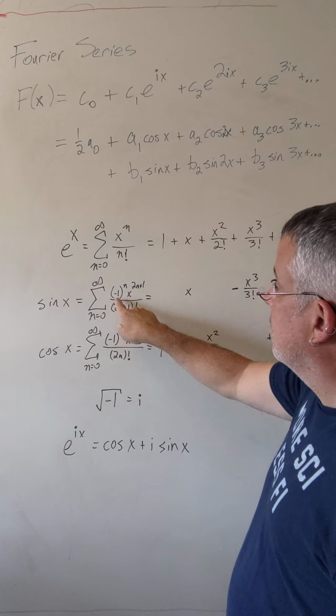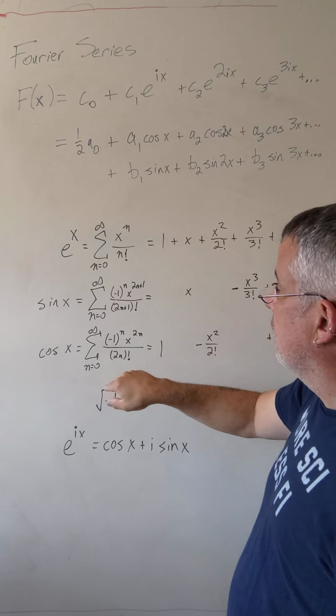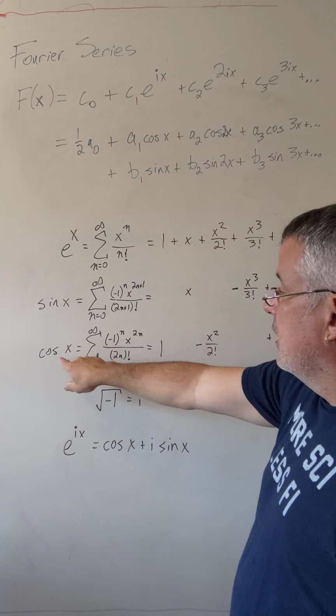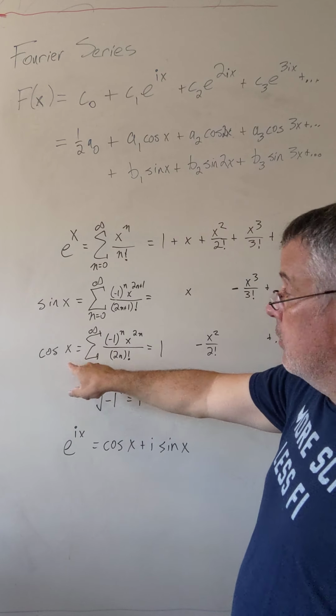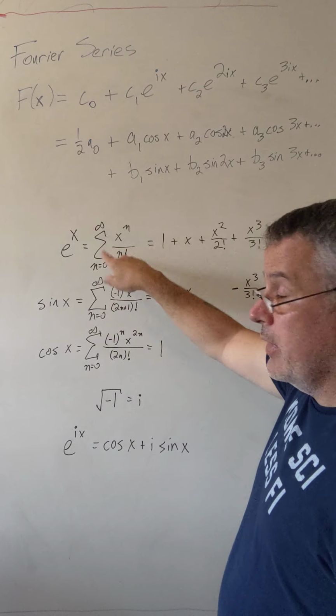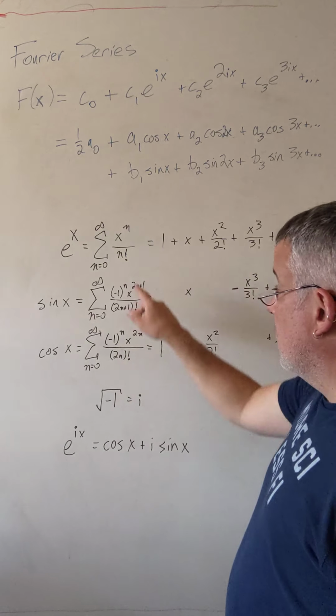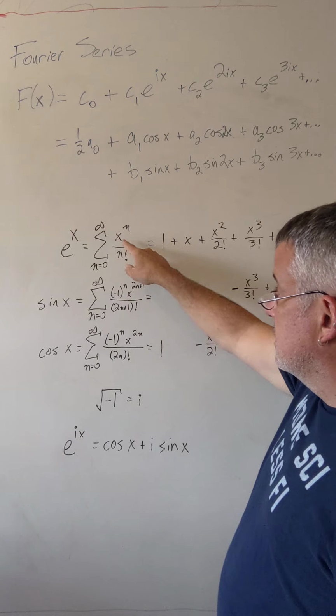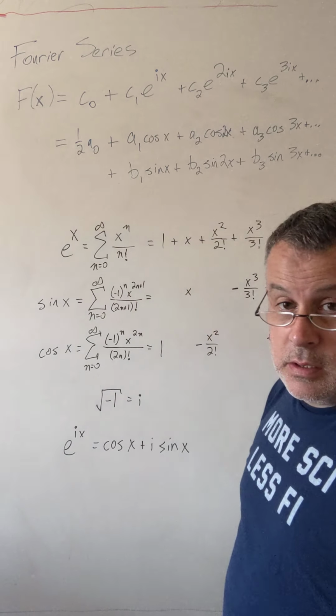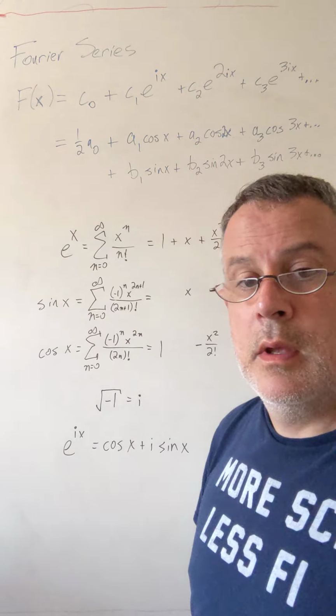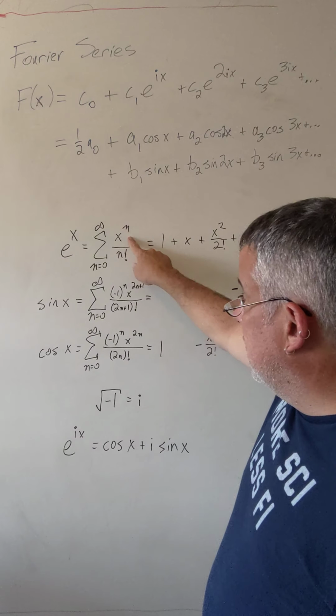And written in this form, you can see there's a minus 1 to the n power in the cosine form and the sine form. It's just not there in the e to the x. So how do I get a minus 1 to the n power out of this? Well, how do I get a minus 1 up here?